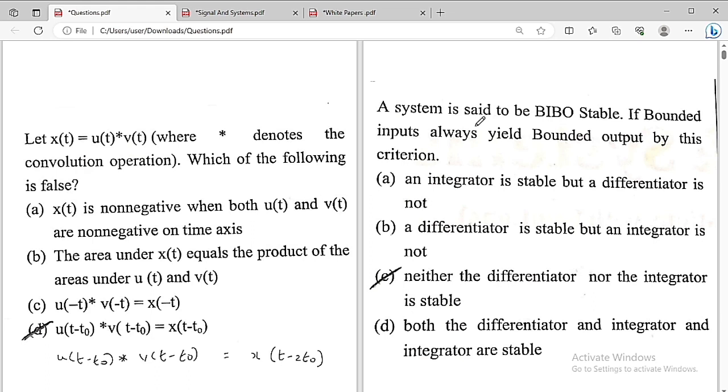So they have given some statements, some options, and they are asking like this. Option A: an integrator is stable but a differentiator is not.